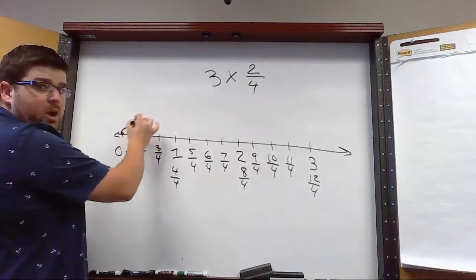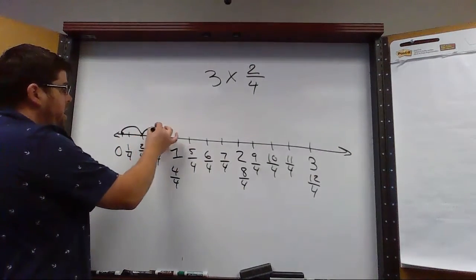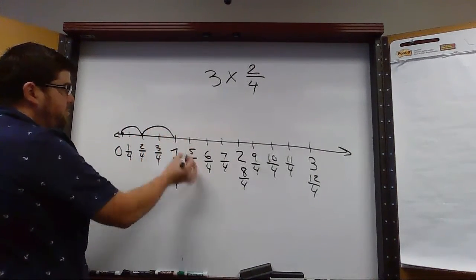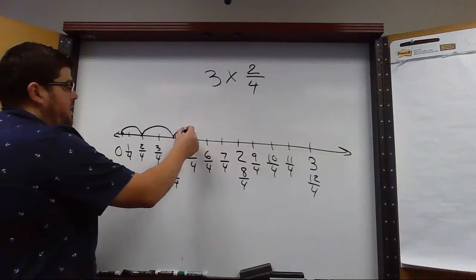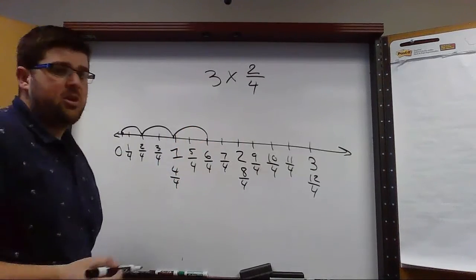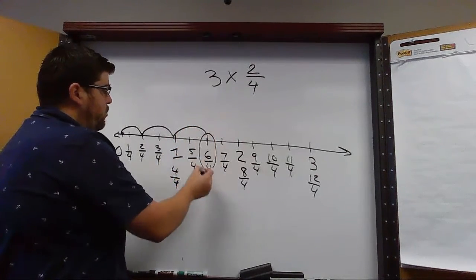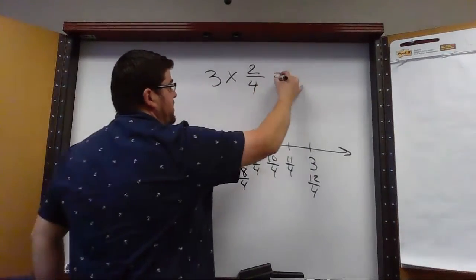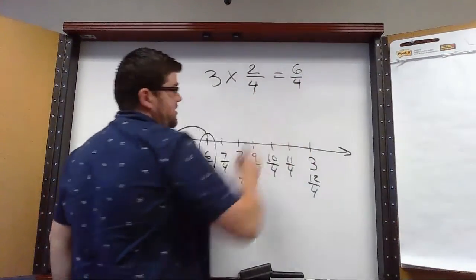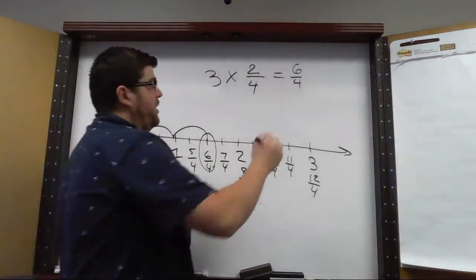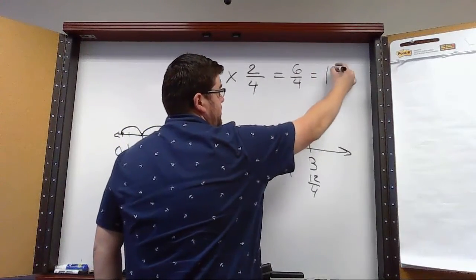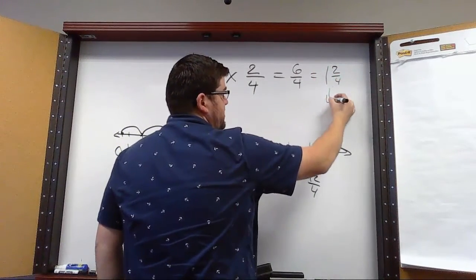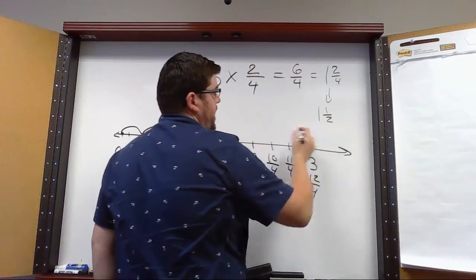So I have 1 hop of 2/4, another hop of 2/4, which got me to 4/4, which is 1 whole, and then another hop. So I take a look at that, and when I did 3 hops, each hop of 2/4, that actually got me to 6/4. And we've already learned how to regroup fractions, and I know 6/4 is equal to 1 and 2/4, which is actually equal to 1 and 1/2.